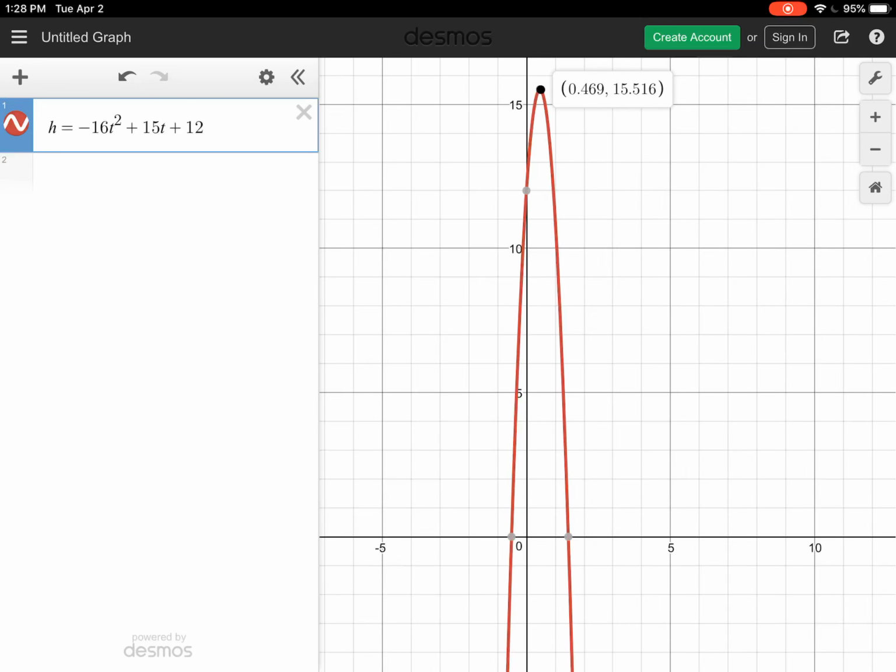Then the next thing that they wanted to know is, when does he hit the water? Well, if I click on the one on the left, I can see that my x value is negative, so that would be negative 0.516 seconds. Time can't be negative, so we want to do the one on the right, which is going to give me a positive result, and that is 1.453 seconds.